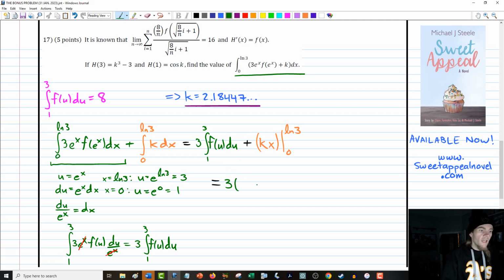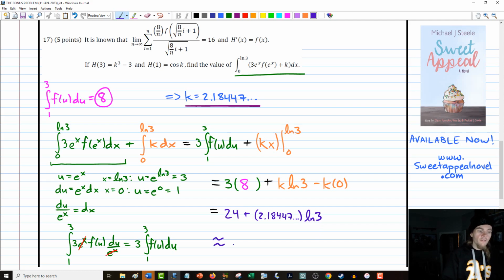This will be 3 times that integral's value, and as we said before, that integral is equal to 8. So we're going to get 24 for that first portion. And for that second part, we're going to get k times the ln of 3 minus k times 0. So after all of this stuff, if we were to write out what this expression is going to be equal to, I'll write it in my favorite purple. This will be 24 plus 2.18447, etc., times the natural log of 3.